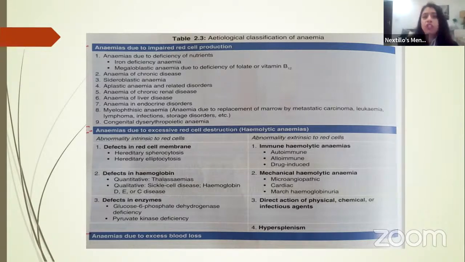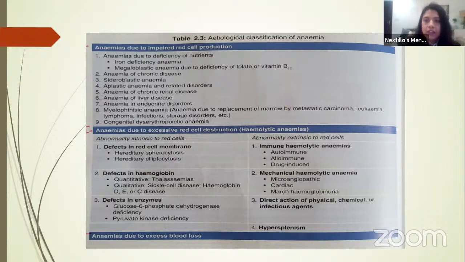Number 3 is March hemoglobinuria. Now, what is March hemoglobinuria? It is generally seen in marathon runners or soldiers who have been marching for very long distances. Because of the trauma to their feet and the blood vessels in their feet due to repeated marching or walking, the RBCs get traumatized and get broken down.